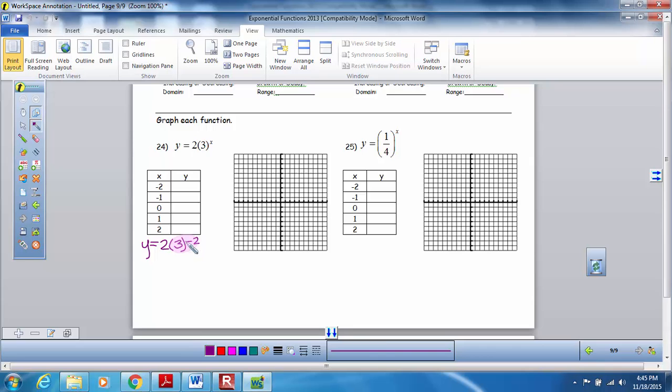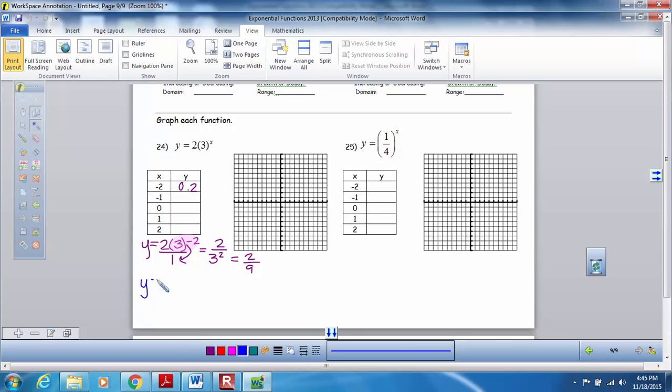So when we go to change it to positive and we have to move it down, if we put this over 1 and we had to move this down, we would get 2 over 3 squared. And I know that 3 squared is 9, so that would give me 2 over 9, and if you plug that in your calculator, that ends up being 0.2. Okay?